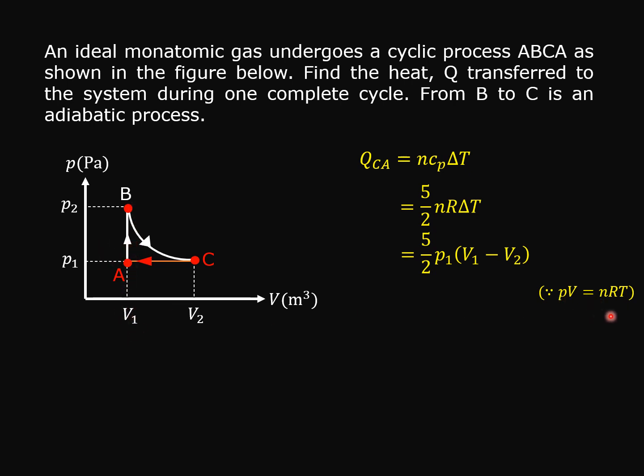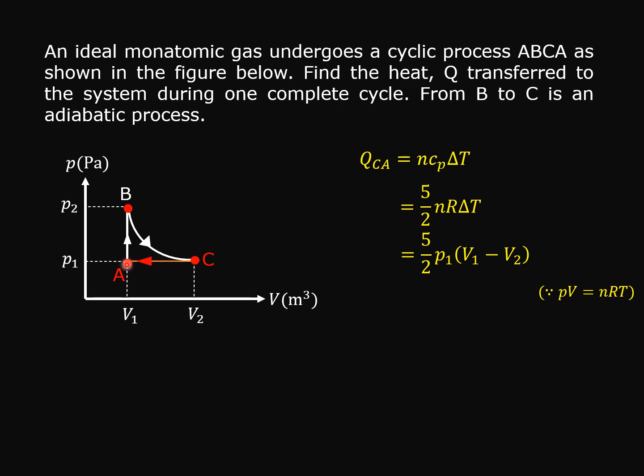But now in this case, the change of the temperature causes the volume to change, but the P now is constant. There are differences for the process of AB and the process of CA. So now we can substitute the nR delta T by this P1, which is a constant, multiplied with the change of the volume. Now it is V1 minus V2.